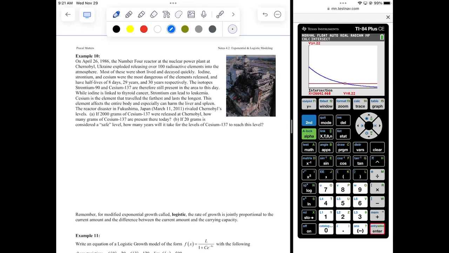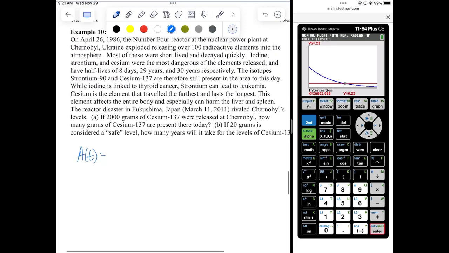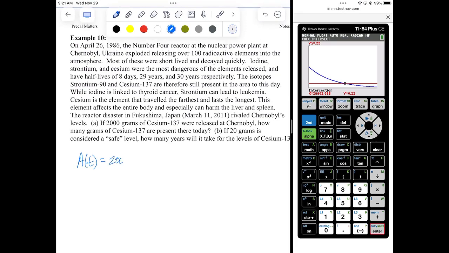Let's look at this. Part A. If 2,000 grams of cesium-137 were released at Chernobyl, how many grams of cesium-137 are present there today? All right, so it's kind of the same idea we did in the previous one, but it's something we can all relate to. We've heard of Chernobyl. So A of T, the amount of cesium at any given time in years, is going to be the initial amount, which says 2,000 grams.